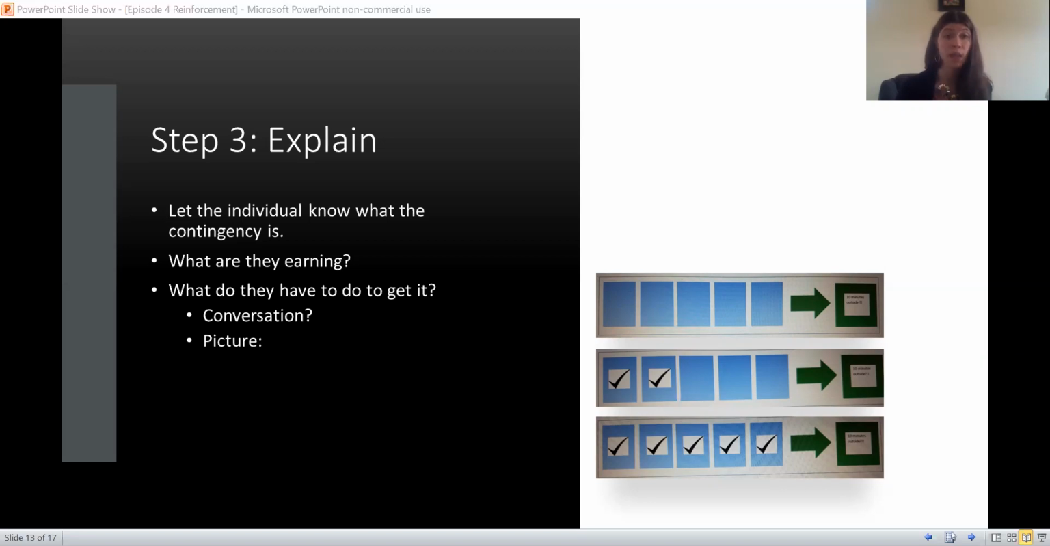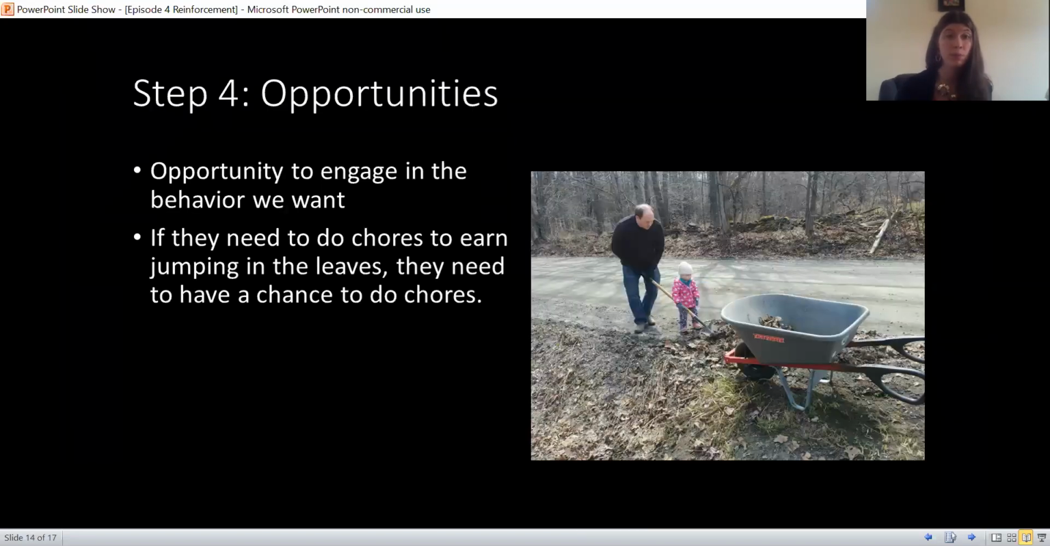The final step when you're setting up a reinforcement system is to create opportunities for the kiddo to earn the reinforcer. If they don't have a chance to earn that reinforcer, they're not going to bother trying to earn it at all. The final thing that we're going to talk about when we consider reinforcement is the big ethical question, or how is this different than bribery?